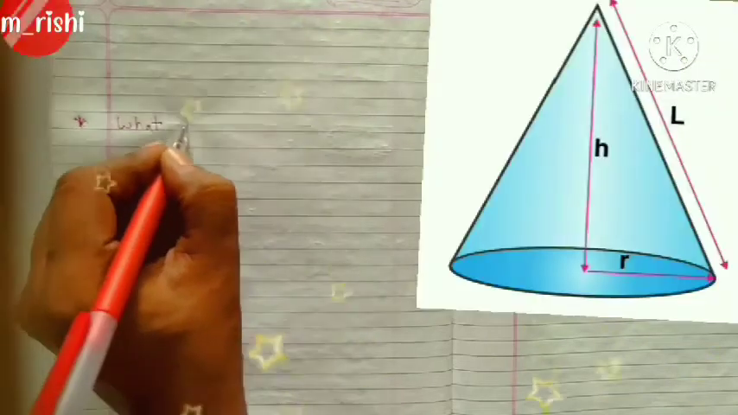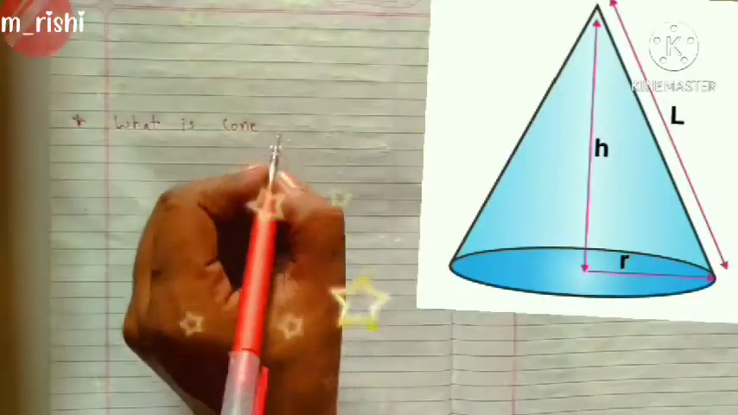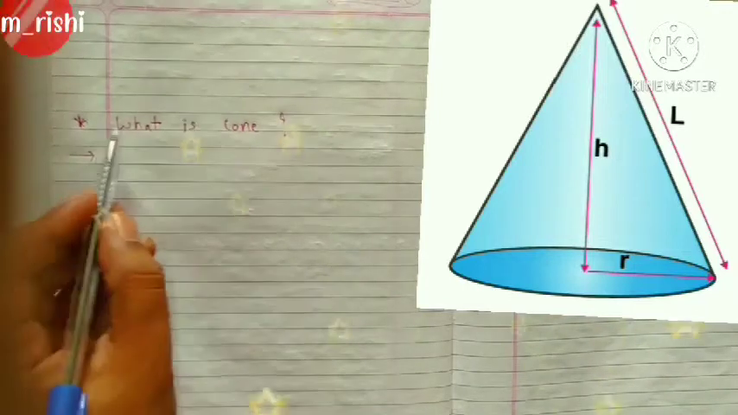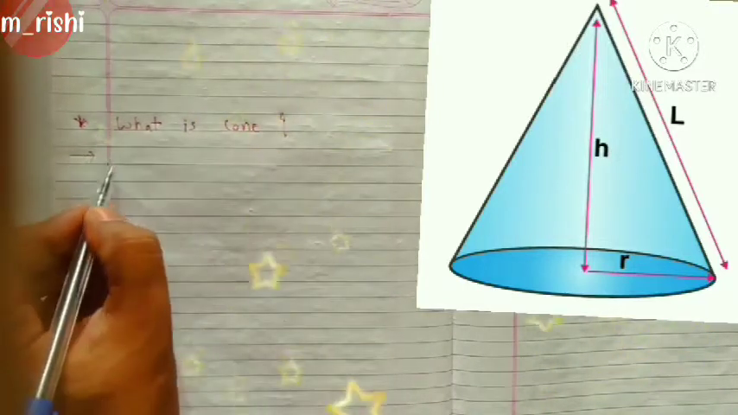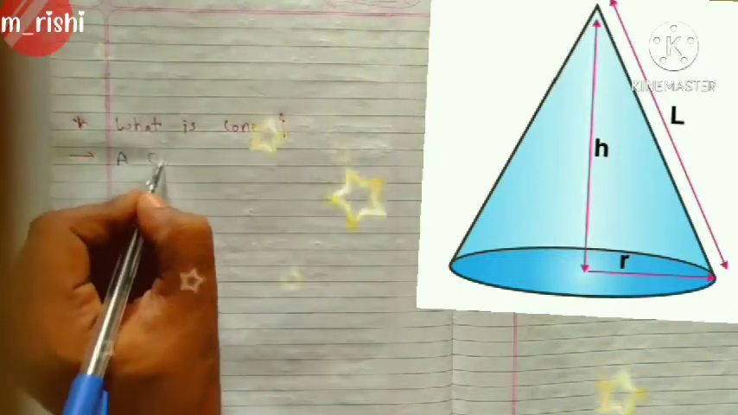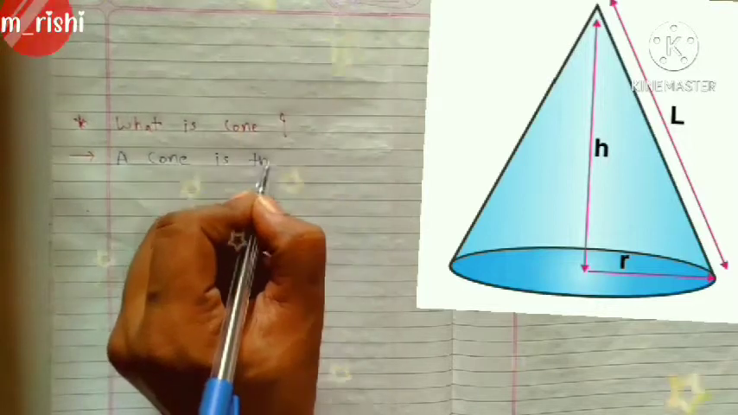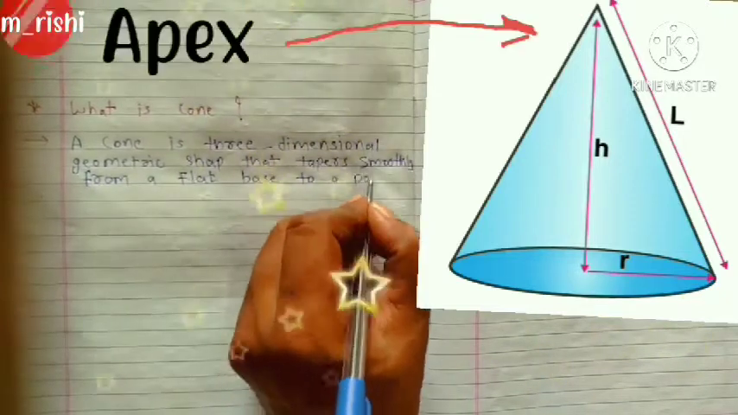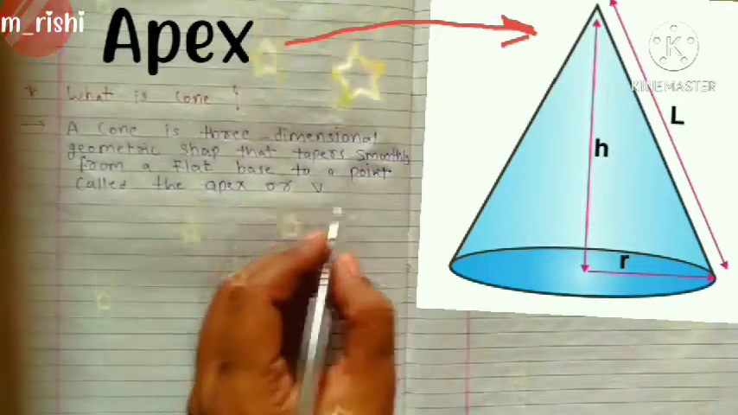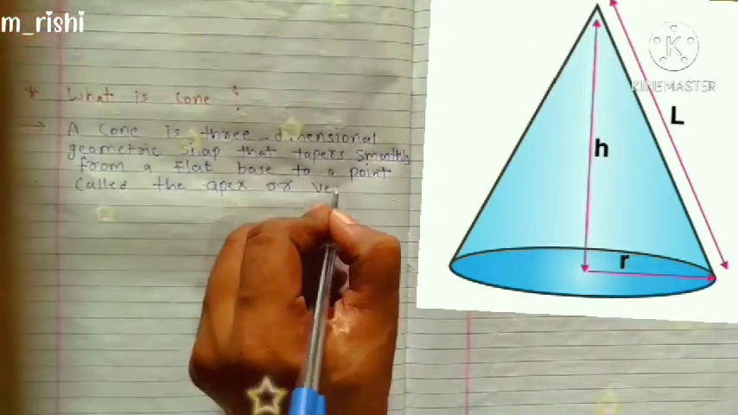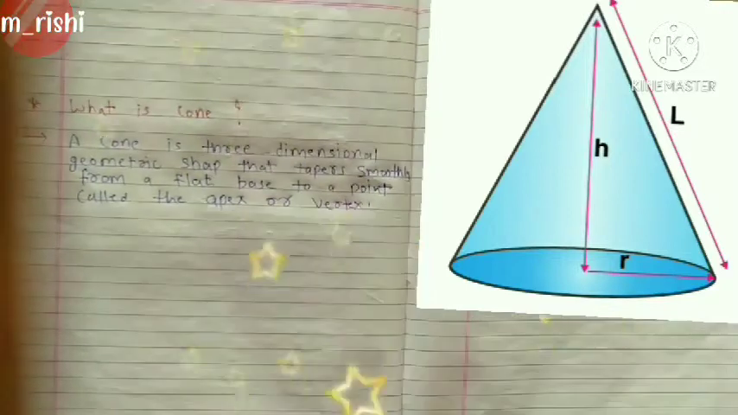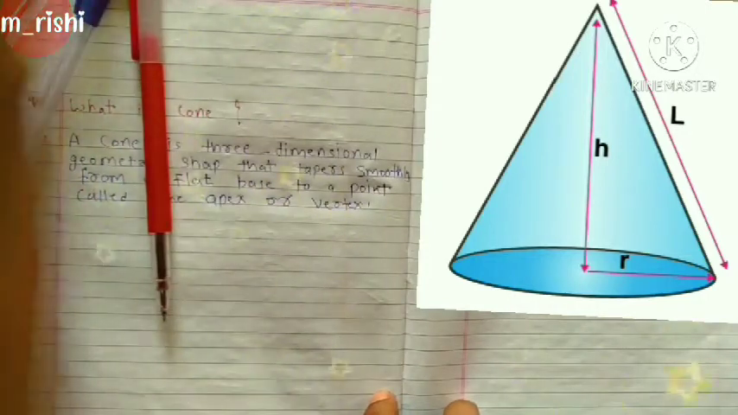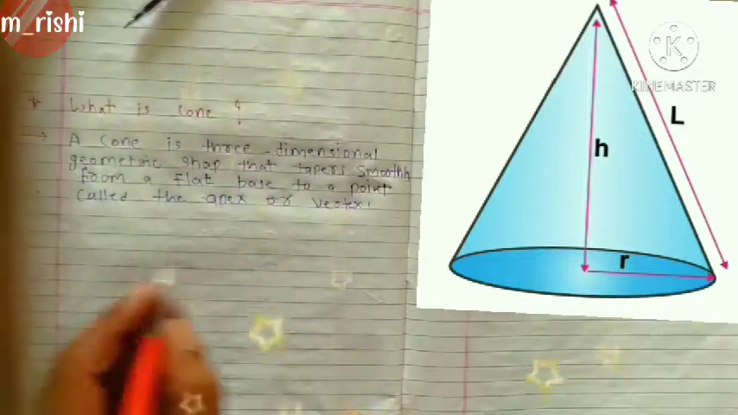So first of all, what is a cone? The first definition about a cone: a cone is a three-dimensional geometric shape that tapers smoothly from a flat base to a point called the apex or vertex.